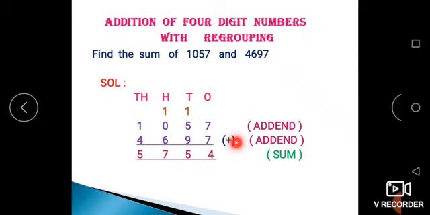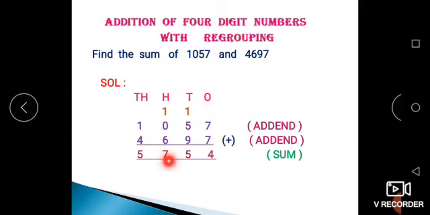7 plus 7, the answer is 14. So in the ones place we write 4 and carry 1 to the tens place. Then in the tens place column we add 1 plus 5 plus 9. The answer is 15. So we write 5 in the tens place of the answer, then carry 1 to the hundreds place.